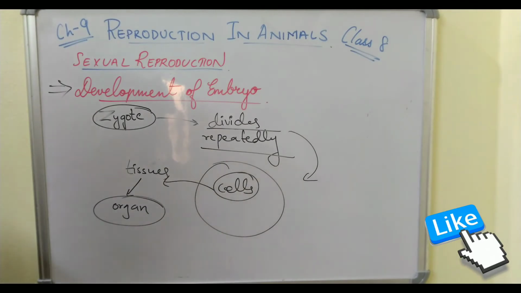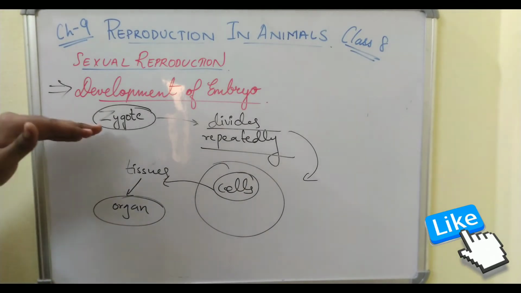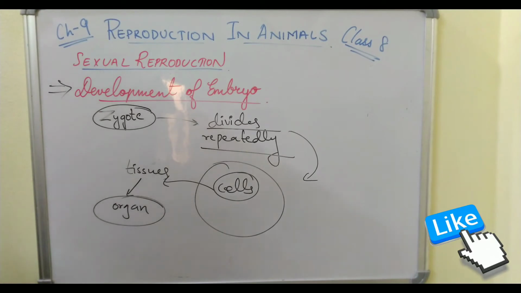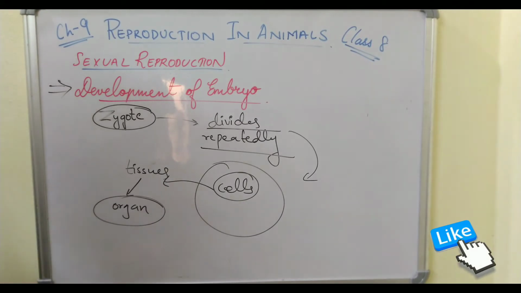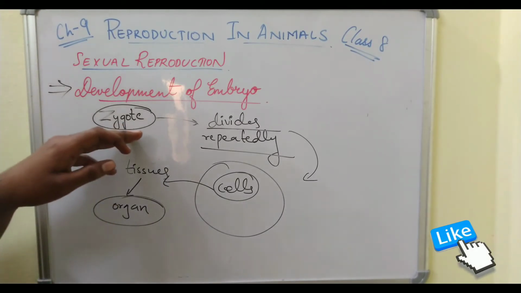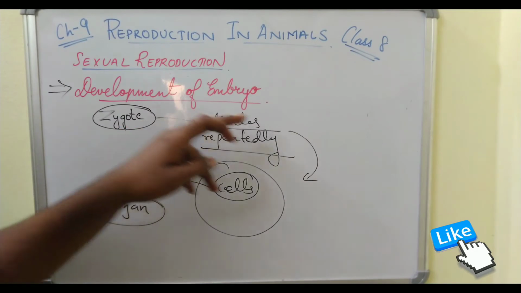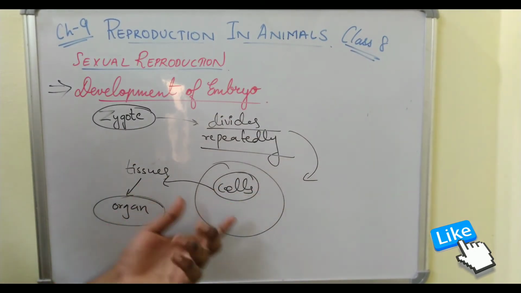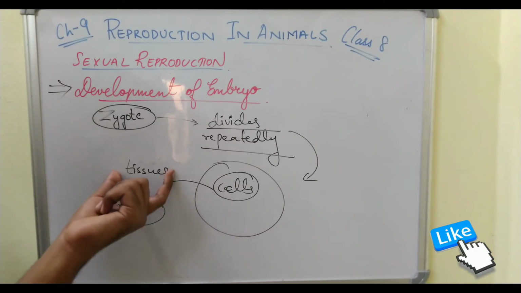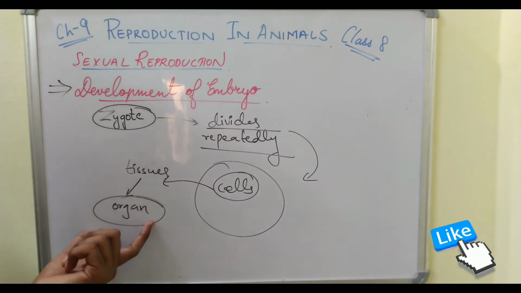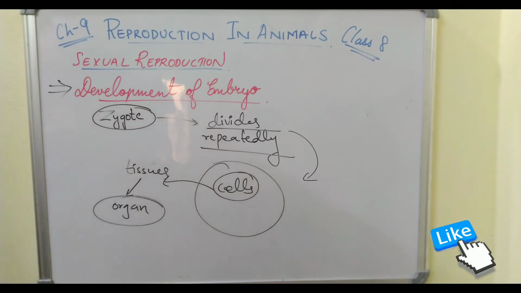So I'll repeat my statement. The zygote is a single cell with one nucleus. In order to get a fully developed individual, different functions have to be performed by the individual. So for that, the zygote divides repeatedly to give rise to a group of cells. This group of cells forms a group of tissues, tissues form organs, and organs form an organ system. So that is the basic idea.